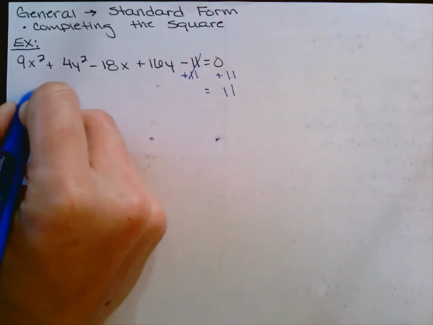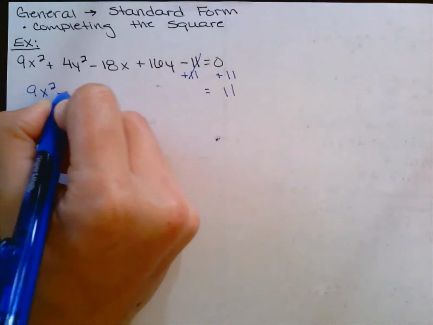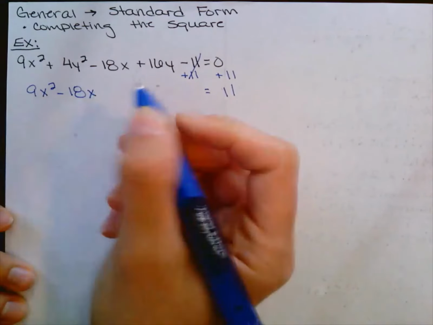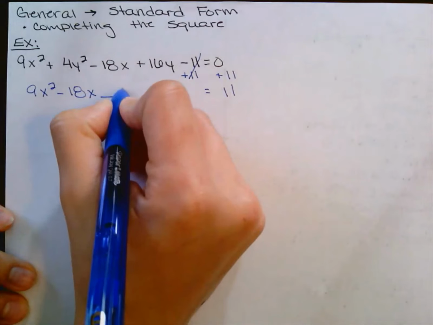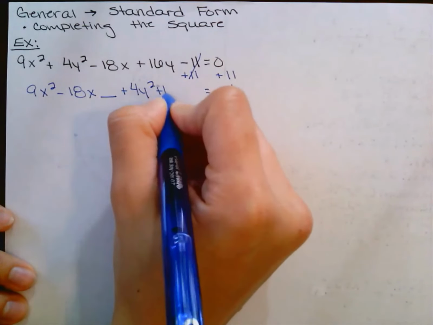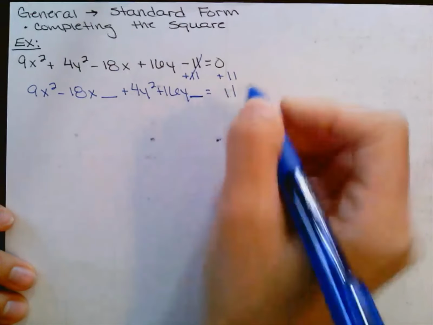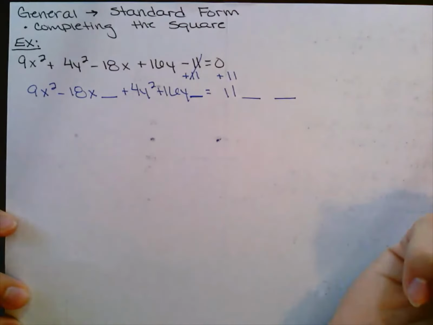And now I have over here 9x squared, I have a minus 18x, okay? I'm going to draw that blank. And then I have 4y squared plus 16y, and I'm going to draw that other blank. And if I put 2 blanks on the left, I have to put 2 blanks on the right.